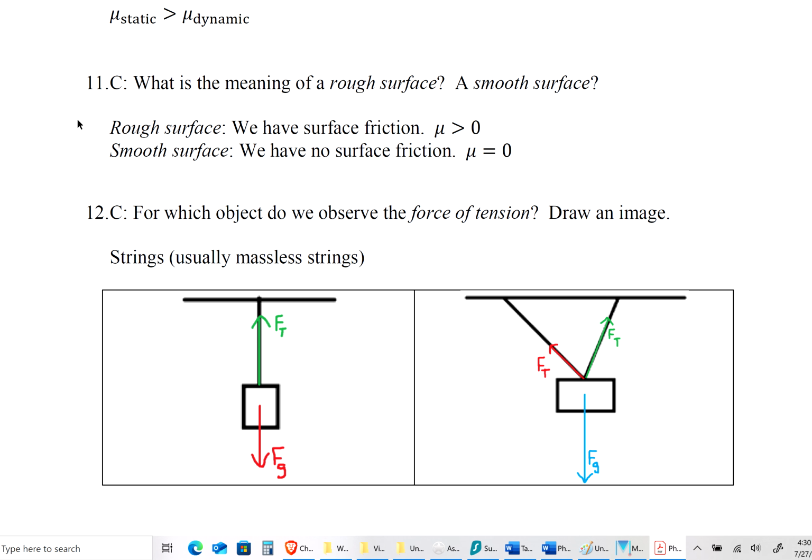Question 11. What is the meaning of a rough surface, a smooth surface? In a rough surface, we have surface friction. Mu is greater than 0. On a smooth surface, we have no surface friction. Mu is 0.